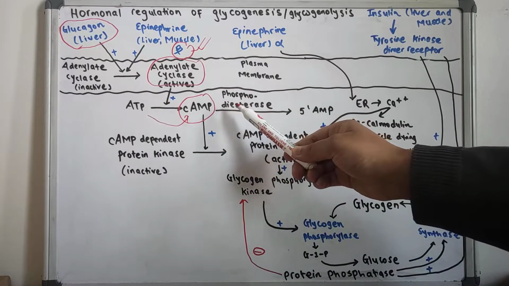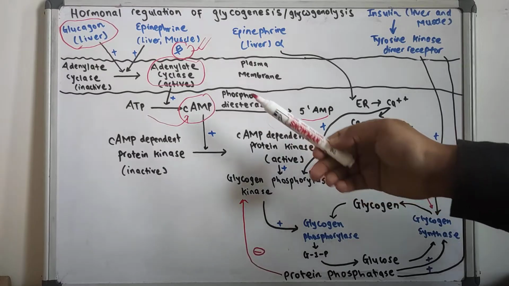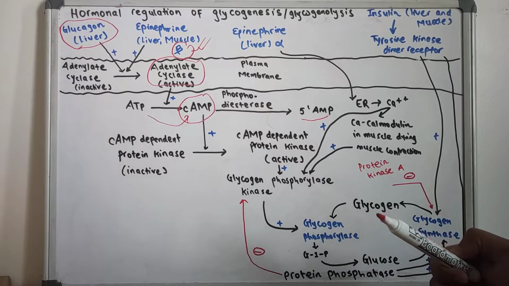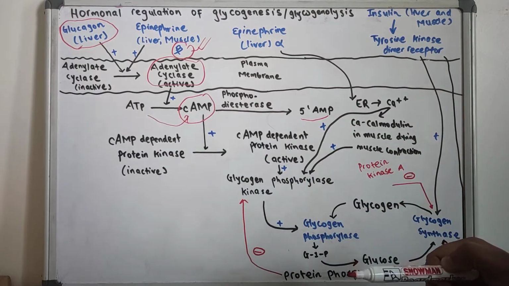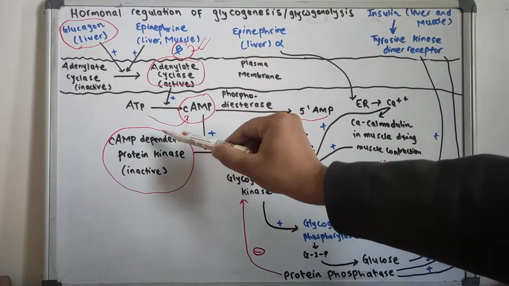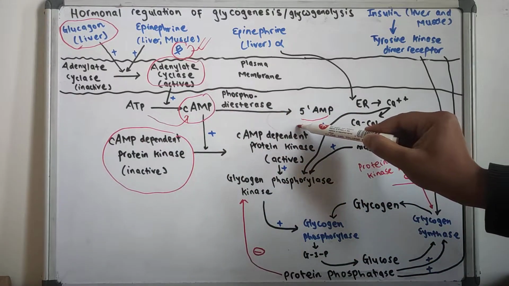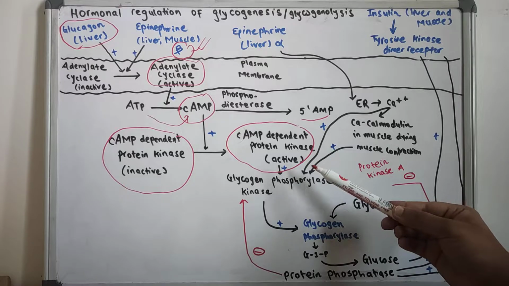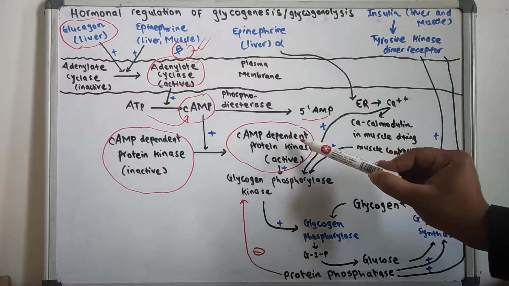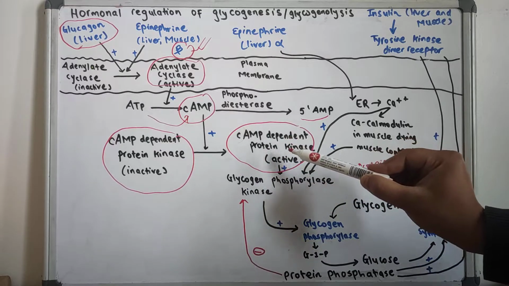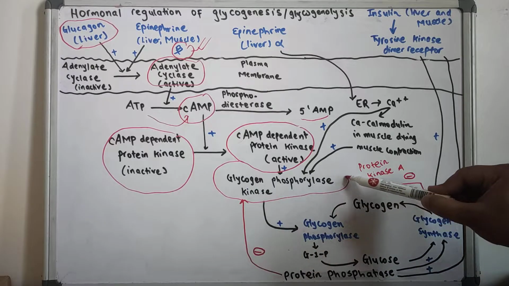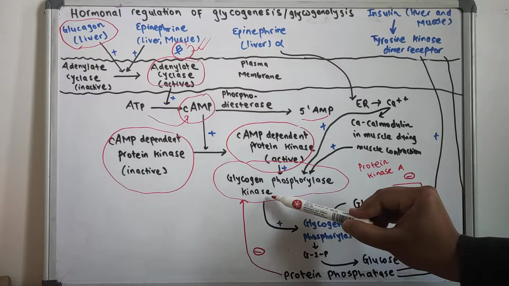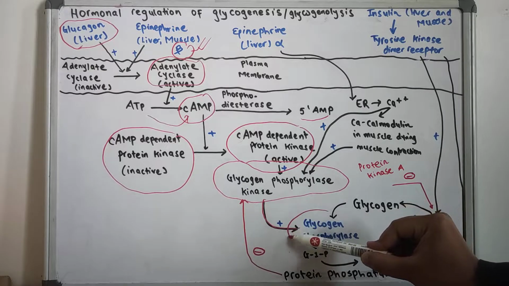The cyclic AMP, with the help of the phosphodiesterase enzyme, can be converted to 5' AMP, or the cyclic AMP will go into action in the hormonal regulation of glycogenesis or glycogenolysis. The cyclic AMP will activate the cyclic AMP dependent protein kinase. Previously it is inactive, and with the help of cyclic AMP, the protein kinase will be activated. The activated cyclic AMP dependent protein kinase will increase the action of glycogen phosphorylase kinase. This glycogen phosphorylase kinase enzyme will activate or increase the action of glycogen phosphorylase.